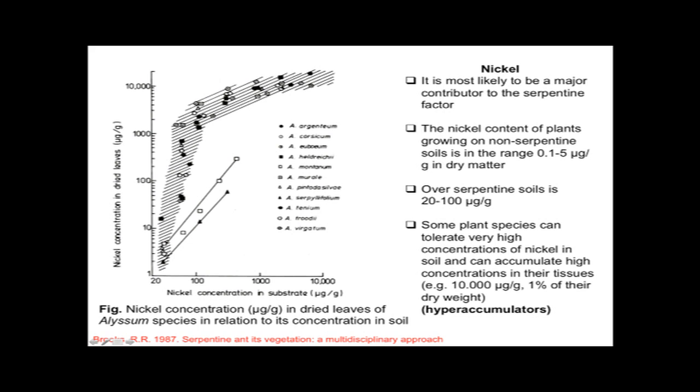Nickel is the first heavy metal that may be responsible for the toxicity effect in serpentine soil. It is one of the most important factors that have been studied as a component of the serpentine factor. What indicates that nickel plays an important role is that the nickel content of plants growing on non-serpentine soils is in the range of 0.1 to 5 micrograms per gram of dry matter, while plants growing on serpentine present a nickel content from 20 to 100 micrograms per gram.